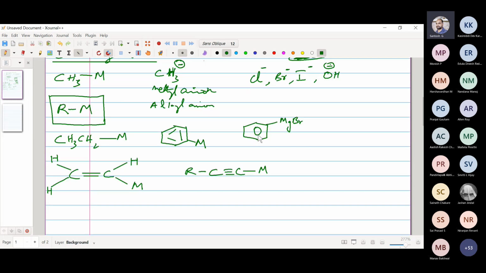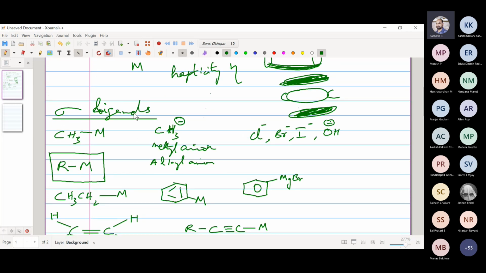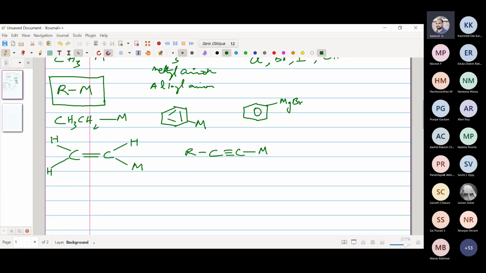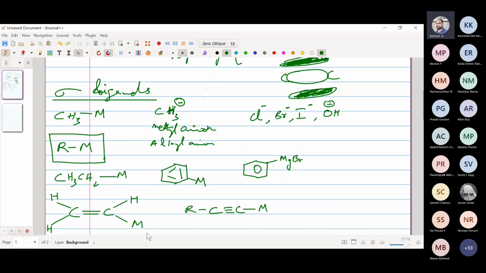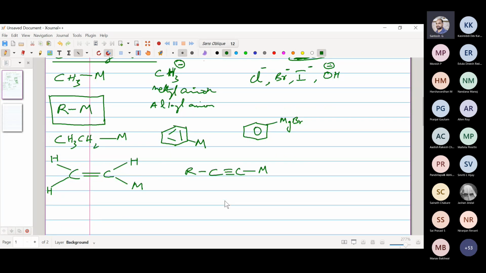Okay, so these are some examples of pi ligands and sigma ligands. Remember that the ligand residue is always considered in an organometallic compound for a sigma complex. The ligand residue is always considered to be an anionic ligand. In this case, the ligand here will be R C triple bond C minus.